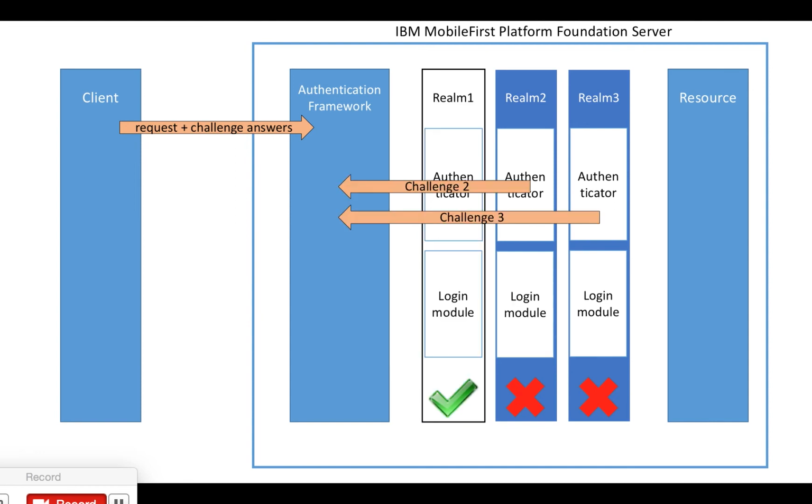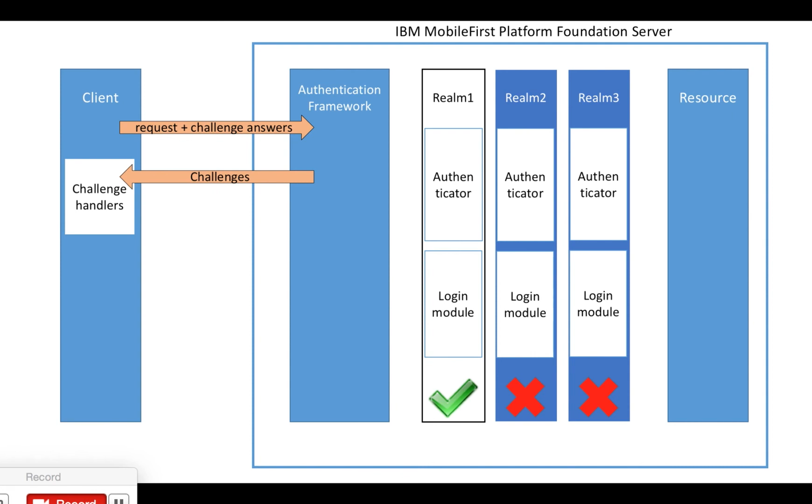It doesn't give you challenges anymore. However, Realm 2 and Realm 3 are still not authenticated, so they will return challenges once again. It can be the same challenge or a different challenge, so it's up to the developer to decide. Once challenge 2 and challenge 3 are returned, the whole loop starts again. A composite challenge is returned to the client, and this time it only contains challenges for realm 2 and realm 3.